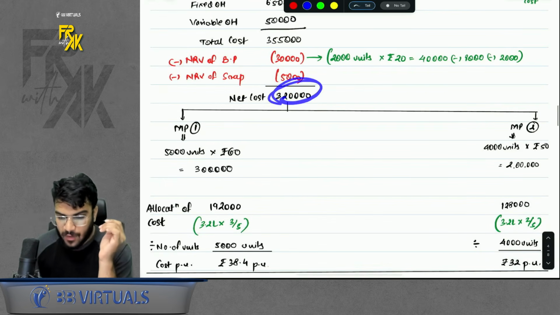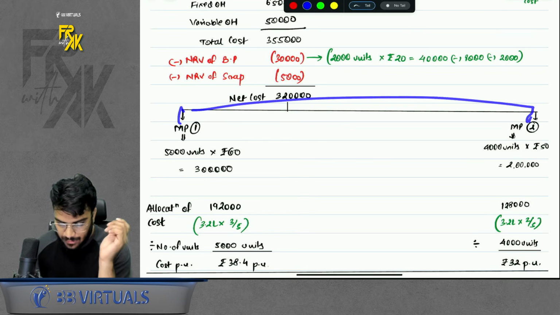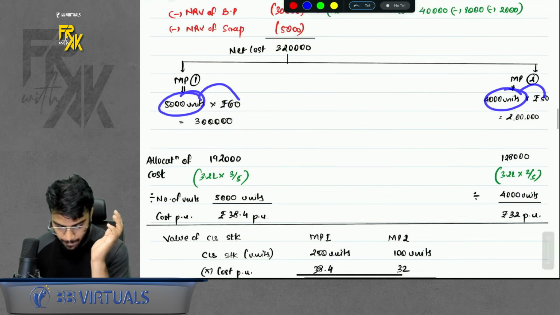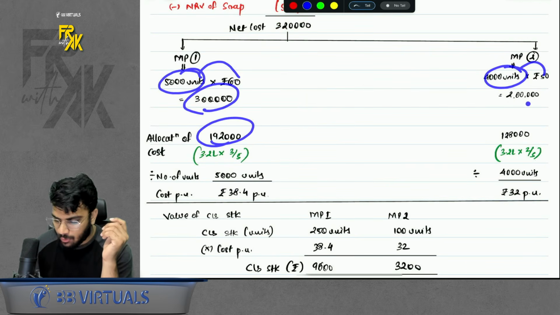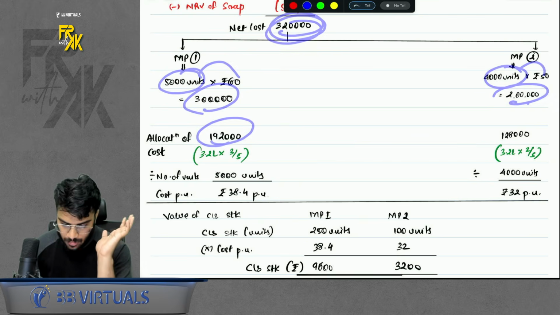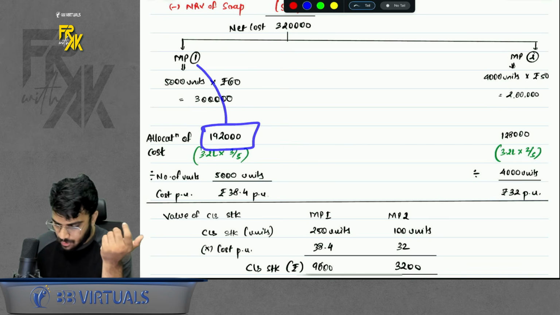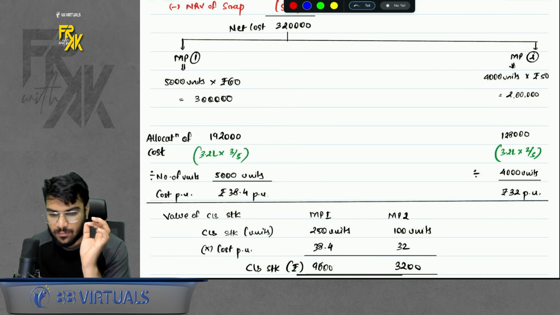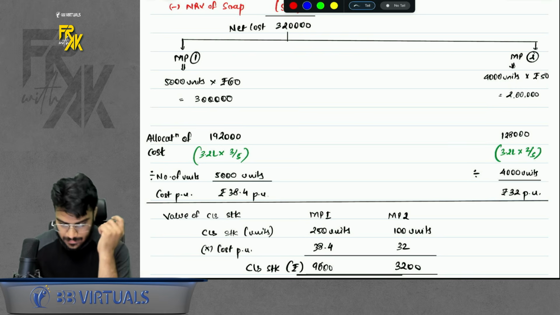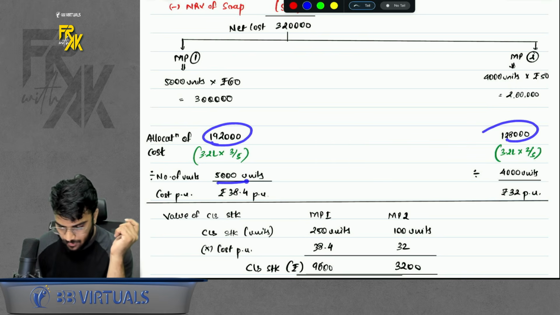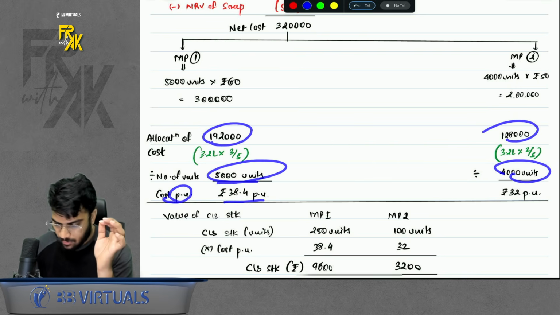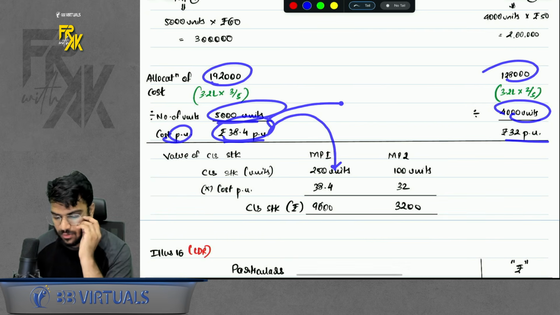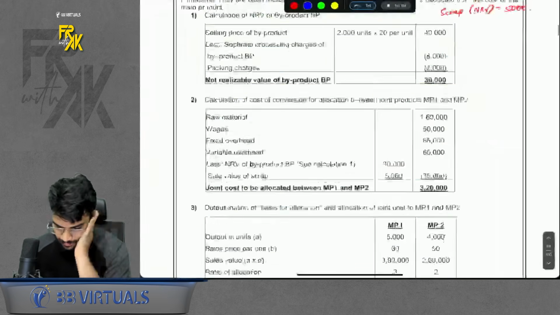Now this net cost will be bifurcated between MP1 and MP2 in the ratio of sales. How will you calculate sales? Number of units manufactured into selling price. Same for MP2. Then in this ratio only you will allocate the total cost. You get the total cost of MP1, total cost of MP2. Now total cost was not asked, only the amount of closing stock is asked. How will you calculate this? Divide the total cost by number of units, you will get cost per unit. Then multiply the cost per unit by the units of closing stock, you will get the amount. It is simple, just practice it.